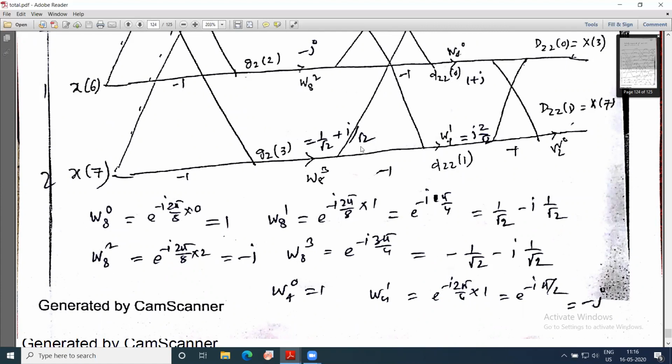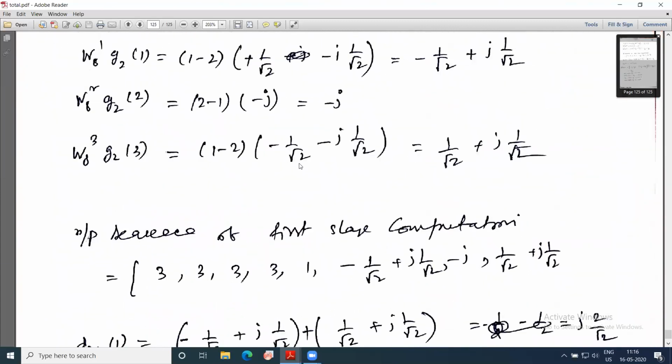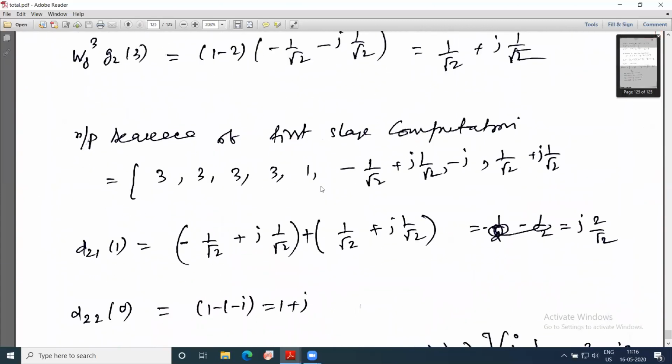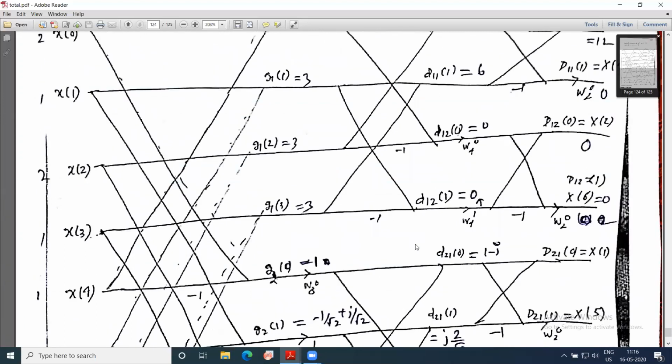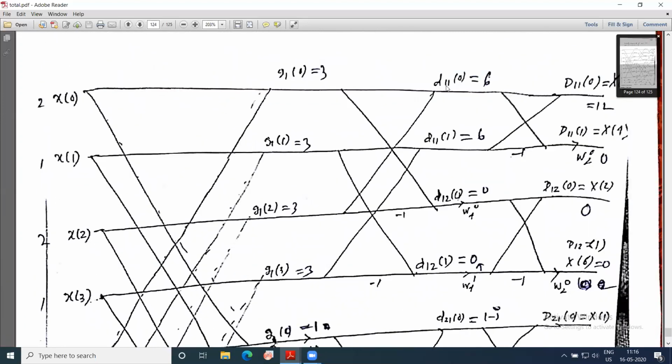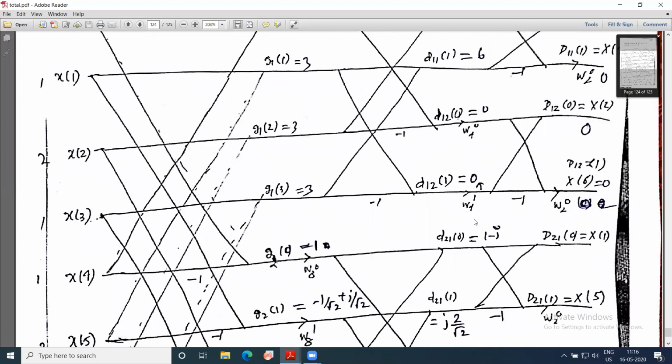Fine. So once you got this, then if we see the next stage, what is the output of this stage? The output of this stage will be 3, 3, 3, 3, 1, this, and this. So these are the points. This is the output of the first stage. Now, if we look into the second stage of the output, D1 of 0 will be 3 plus 3, so this will be 6. Similarly, this will be 3 and this will be 3, so this will be 6. And this is 3, this is minus 3, this becomes 0. And this is 3, this becomes minus 3, so this becomes 0, like that.